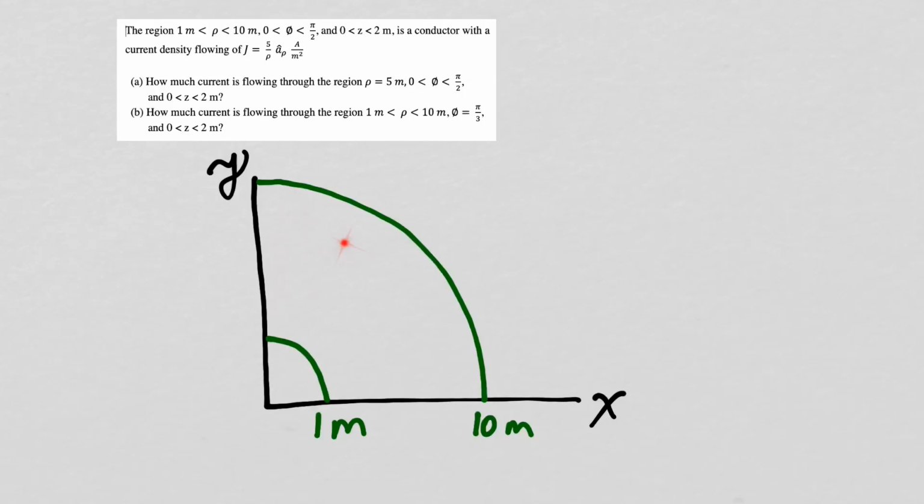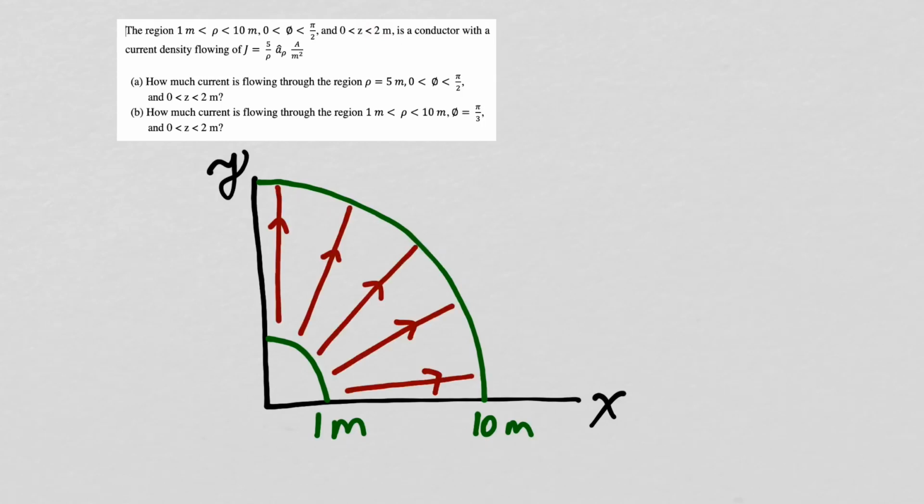So that describes this region here, and it also extends from the xy plane up to z is equal to 2. So the current that's flowing will be flowing as shown by these vectors here. Now let's sketch this surface through which we want to find how much current is flowing. It occurs at rho equals 5, and it's confined to the first quadrant. So that's this surface that also extends from z is equal to 0 to 2 meters.